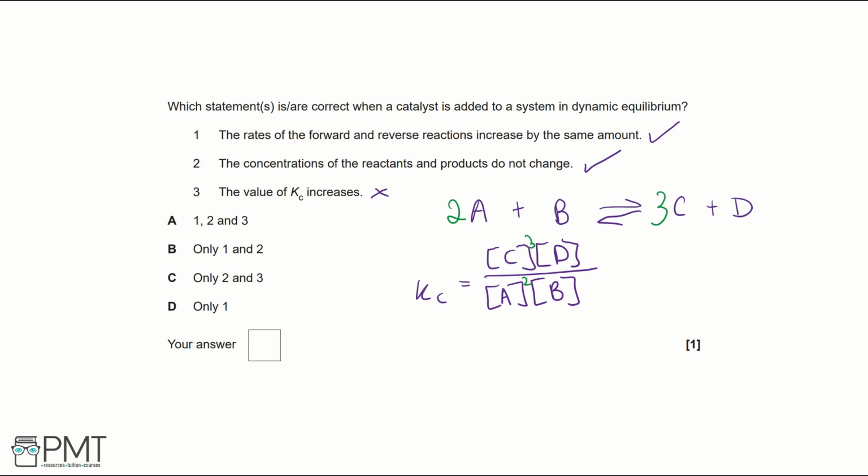So we're looking for an answer that says 1 and 2, and that is B. So we write B. And to get the mark for the question, you need to write B in the answer box provided.